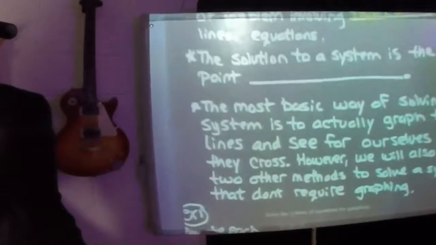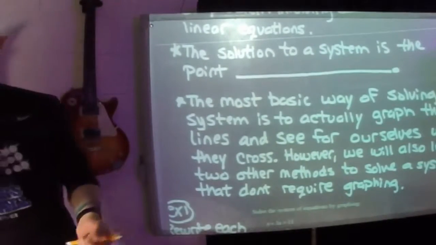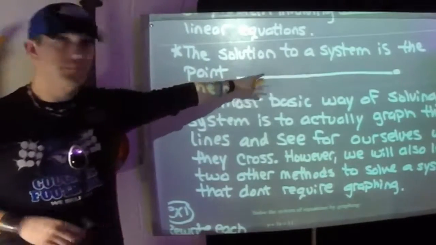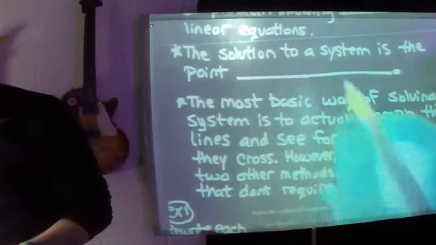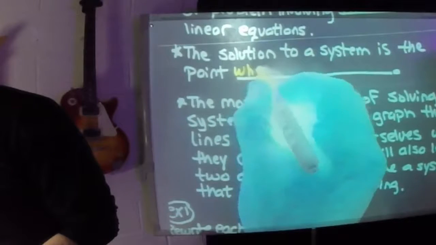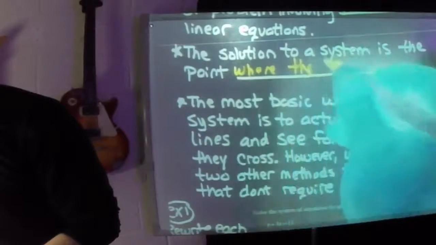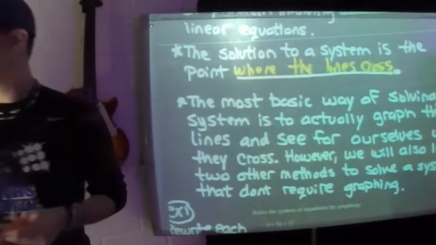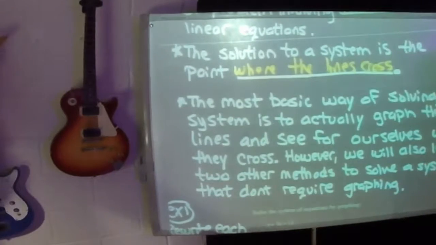So what is the solution to a system? It is the point where what? The lines cross. The solution to the system is the point where the lines cross.